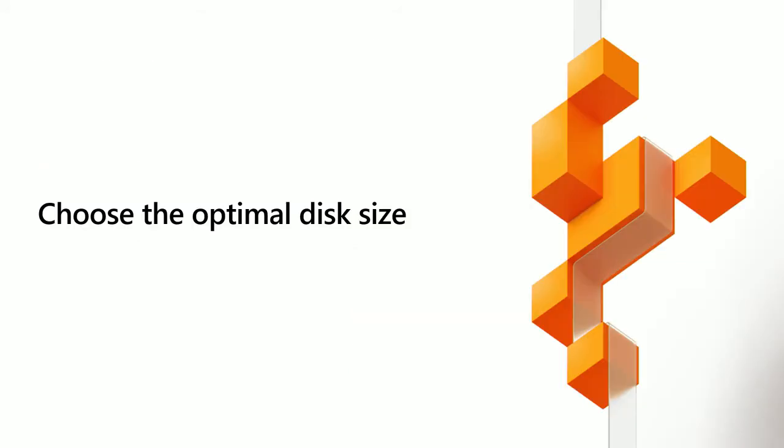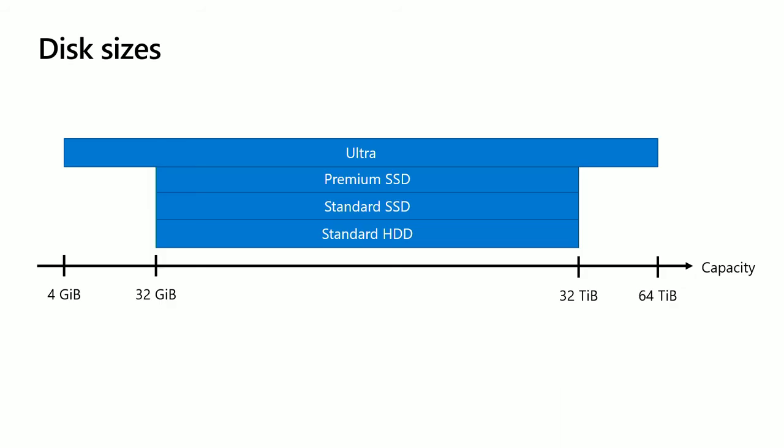Thank you. So let's move to the next part, choosing the optimal disk size. Currently, we support disk sizes from 4 GB up to 64 terabyte. For premium SSD and standard SSDs, it starts with 32 GB. We have heard your feedback that you need more smaller sizes to address your smaller data footprint.